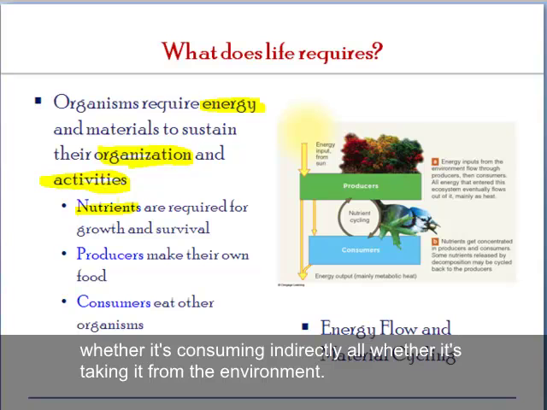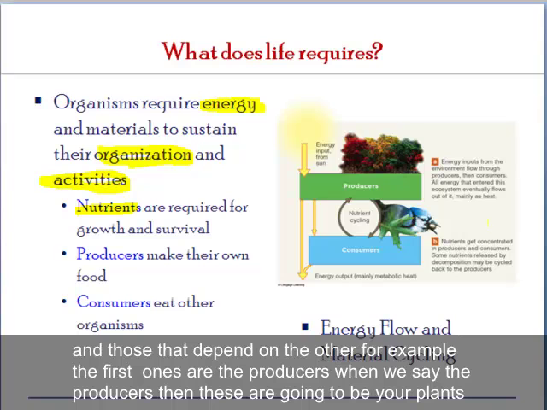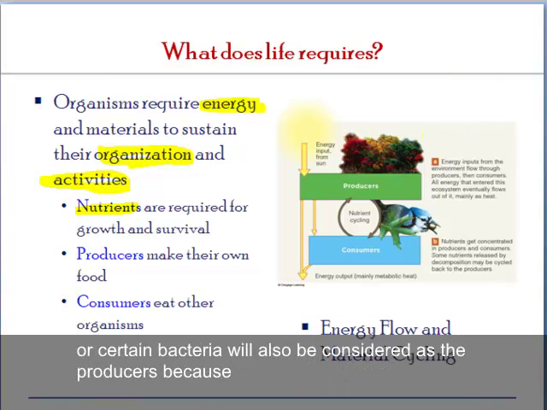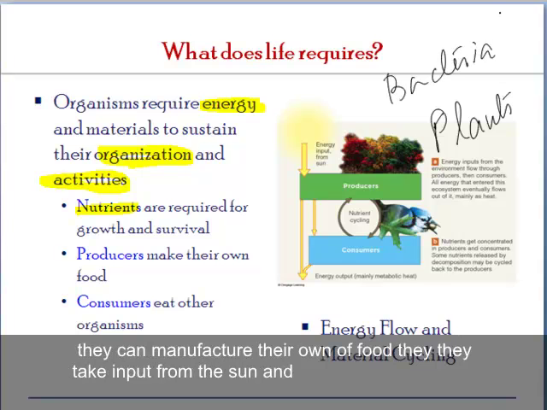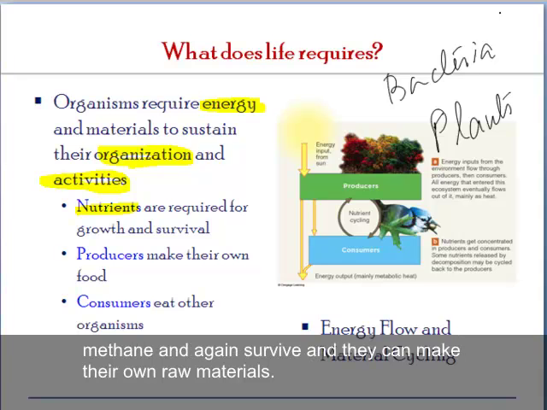So whether it's consuming it directly or whether it's taking it from the environment, certain nutrients are required for growth and survival. Now there are two kinds of organisms: those that can produce their own food and those that depend on the other. For example, the first one are the producers. When we say the producers, then these are going to be your plants, or certain bacteria will also be considered as producers because they can manufacture their own food. They take the input from the sun, they take carbon dioxide, or some of them can take methane and they can survive and they can make their own raw materials.